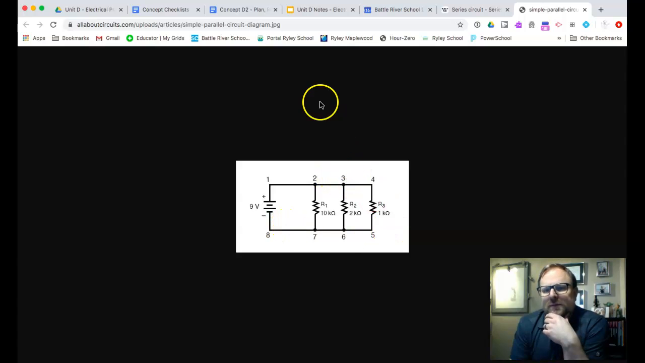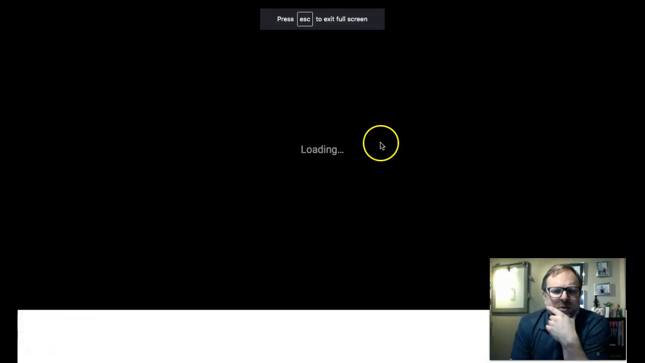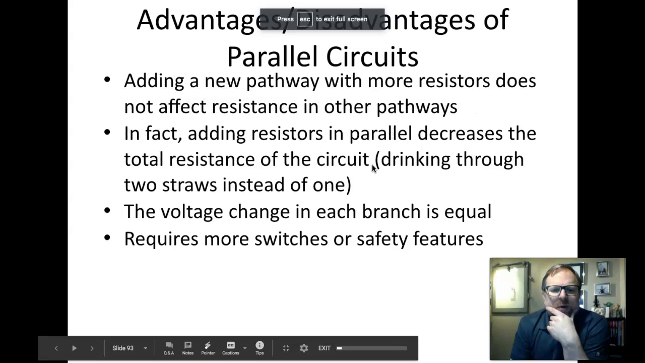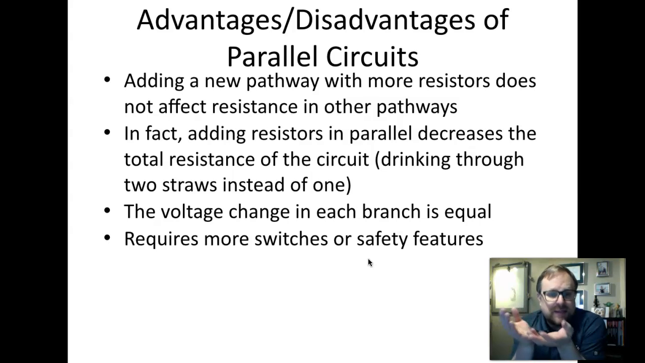I hope that kind of makes sense to you. So jumping back into the presentation here, we'll just talk about advantages and disadvantages of parallel circuits. Adding a new pathway with more resistors does not affect the resistance in other pathways, meaning that lights aren't going to get dimmer, which is nice.